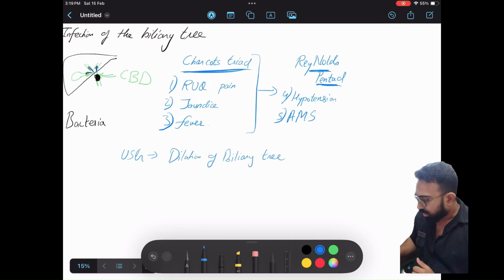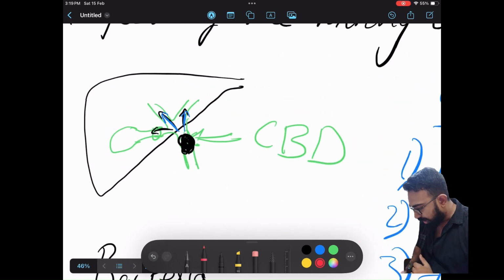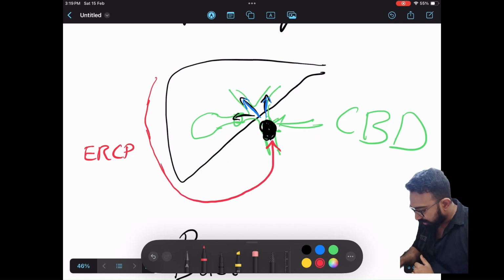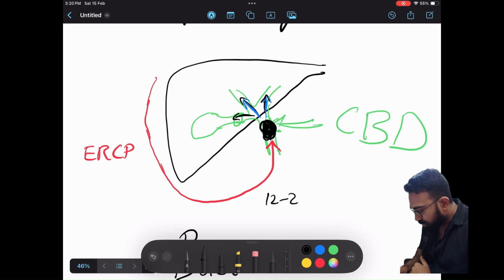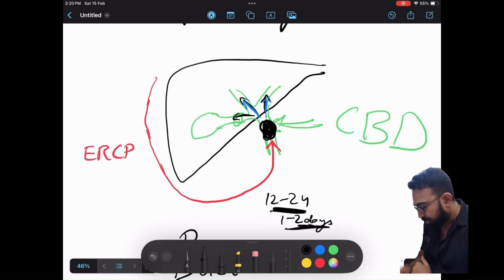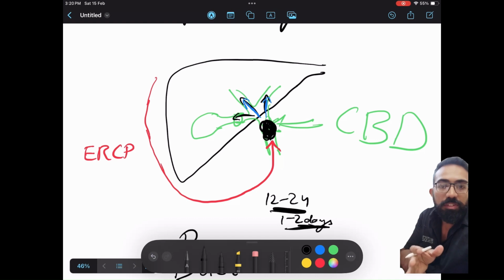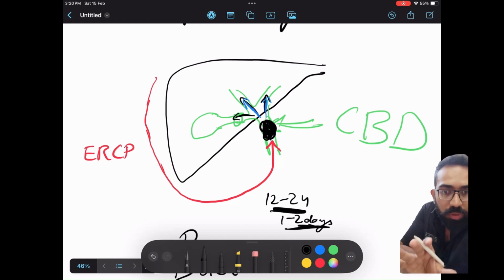Then what do you do? You remove this obstruction, you clear away this obstruction with the help of ERCP. ERCP should be done in 12 to 24 hours or 1 to 2 days. That depends from book to book, but you start immediately with antibiotics, and then you go for ERCP. Later on you can do cholecystectomy also.